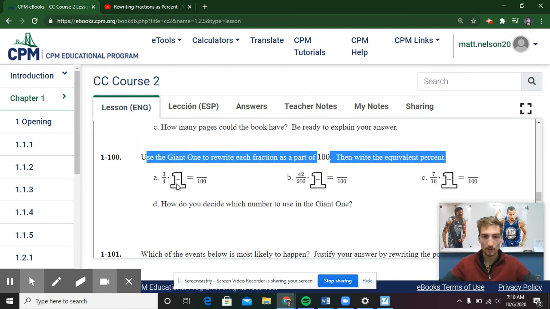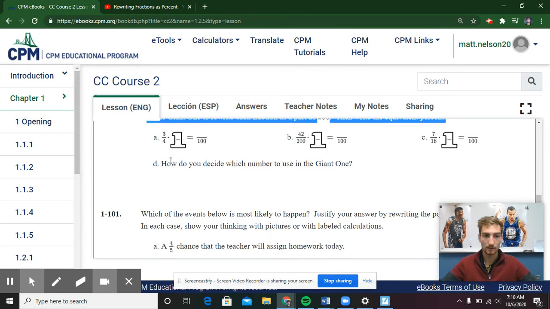And then again, we're trying to get it so 100 is our bottom denominator here. So what do you have to multiply 4 by to get to 100? Multiply the top by the same number. What do you have to multiply 200 by to get to 100? It's kind of tricky here. Same with 16. You might not end up with such a clear whole number. It might be a fraction. All right.